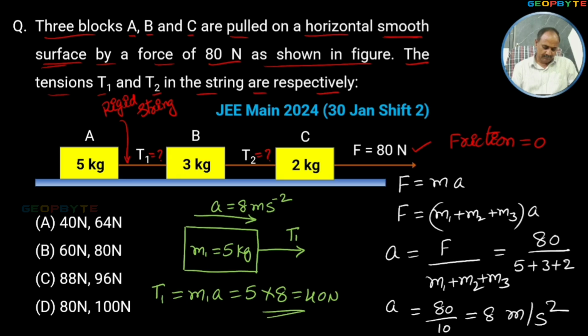Look at the options. Among all options, the correct T1 value, that is 40, is given only with option A. Therefore, option A itself is absolutely correct. You need not calculate the T2 because the T1 value already got 40 newtons. That 40 newtons T1 value is available only with option A. So therefore, you can save a lot of time. Otherwise, if you want to find the T2 value, you can find it.